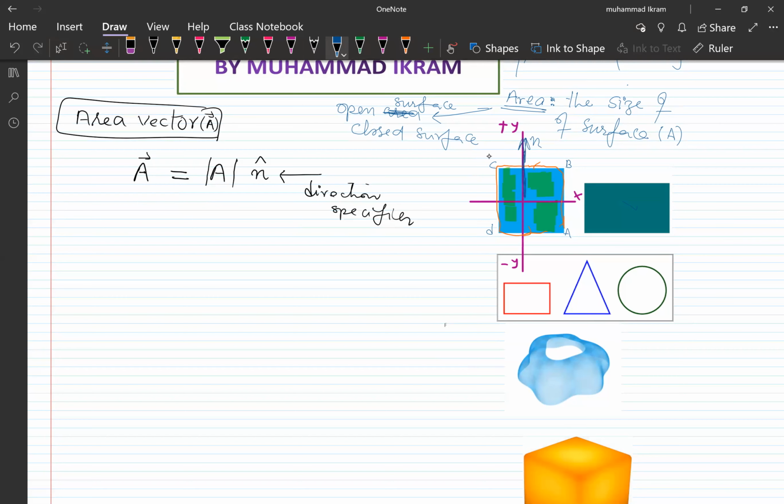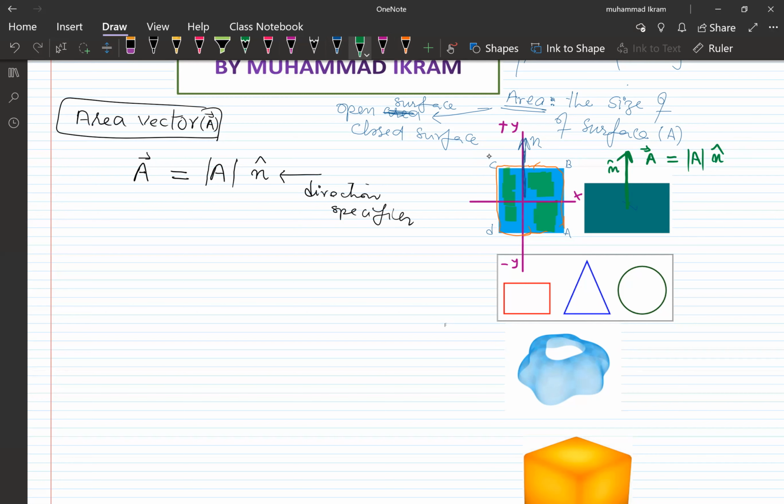Similarly, you can apply it to this also. The area vector A here is equal to the area bounded by this rectangle times the unit vector in the positive direction, right? We can do this for the horizontal direction also.